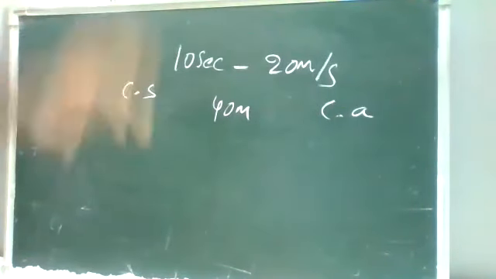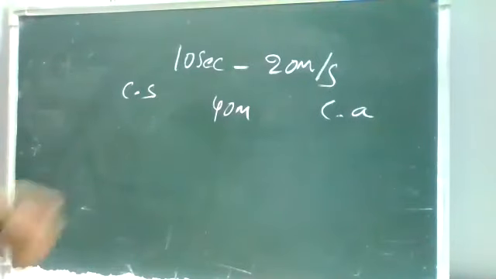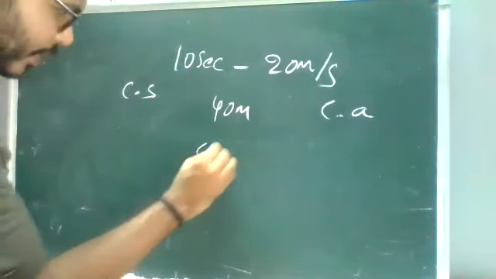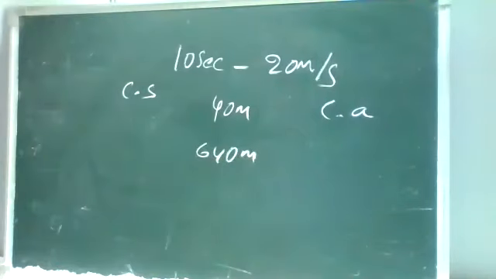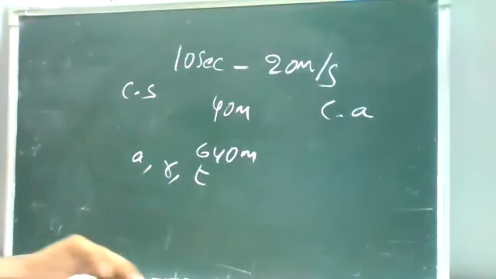The total distance covered is 640 meters. Find the acceleration, retardation and total time period. Try to find it.